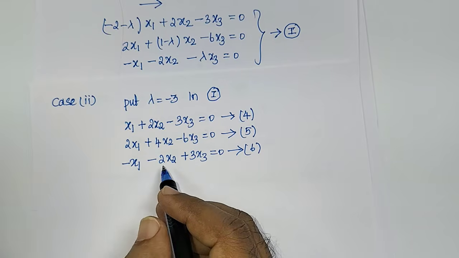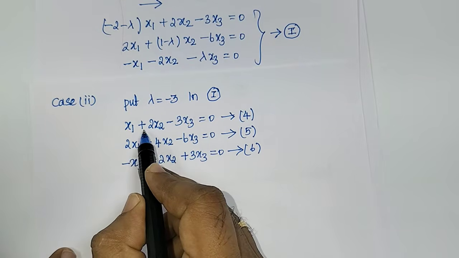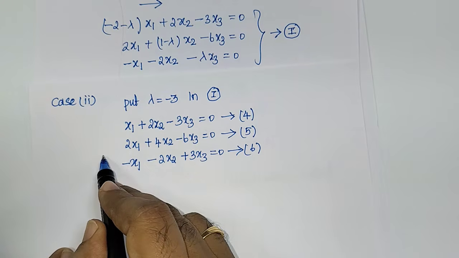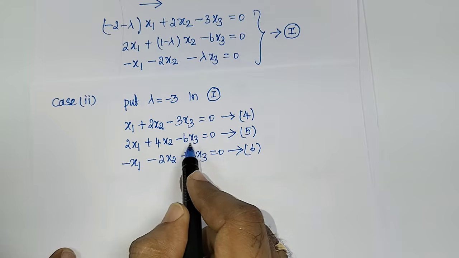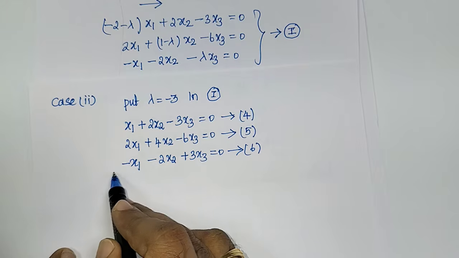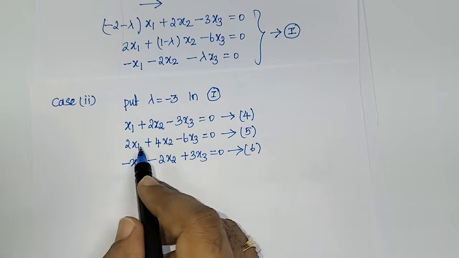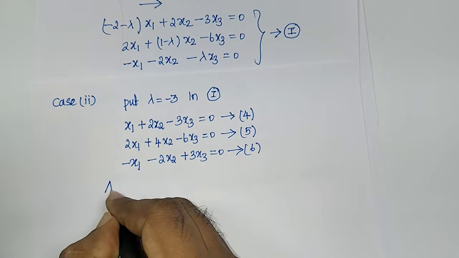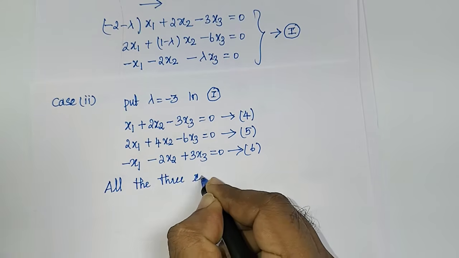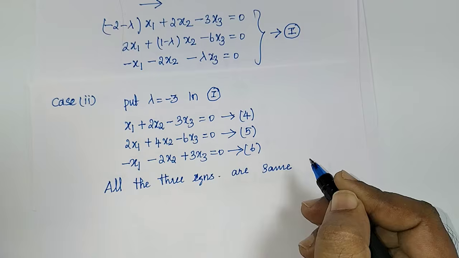But for a system of linear equations, first we have to check whether they are different or the same equation. The first one is x1 plus 2x2 minus 3x3 equal to 0. In the second equation I take 2 outside, which gives x1 plus 2x2 minus 3x3 equal to 0. So it is the same. In the last equation I take minus outside and get x1 plus 2x2 minus 3x3 equal to 0. That means these three equations are the same, so we cannot apply the cross rule method.